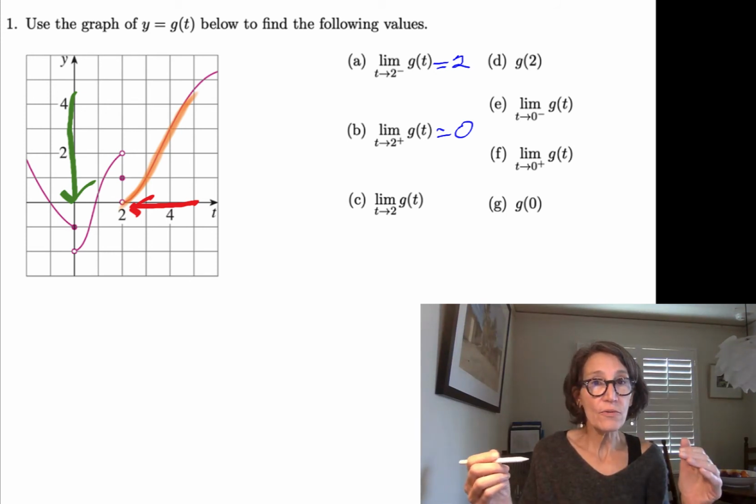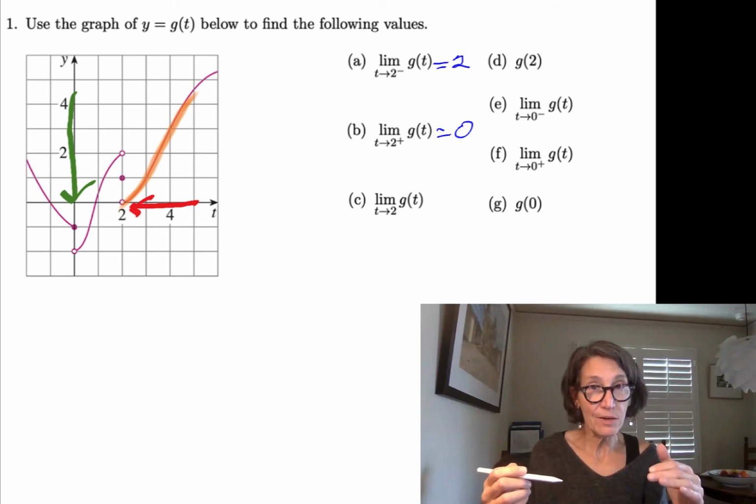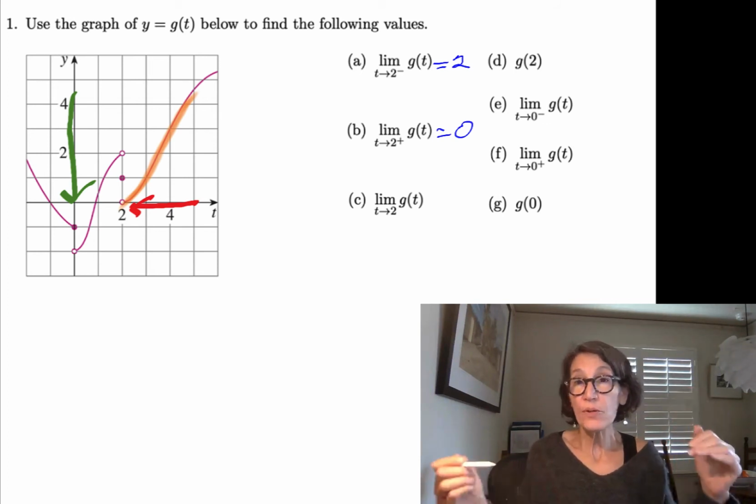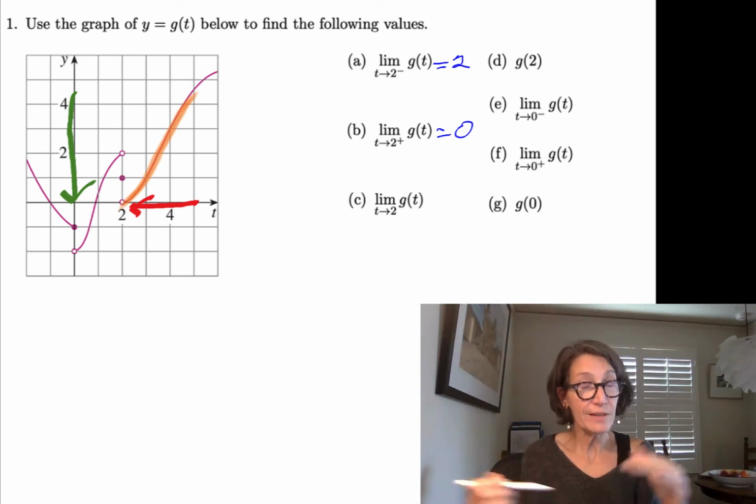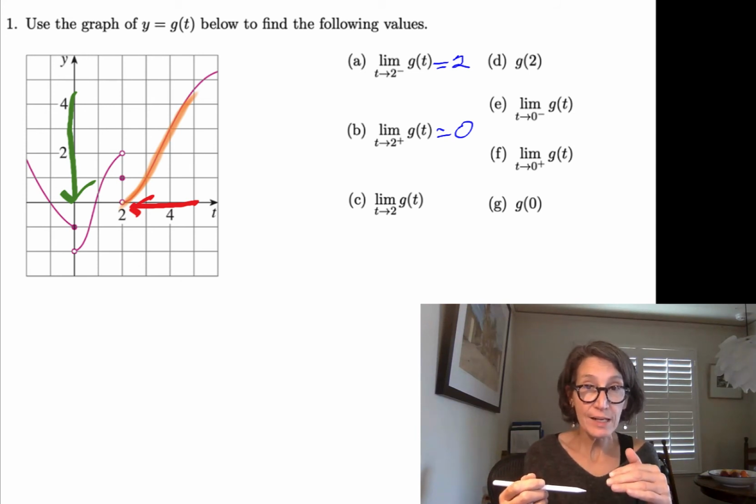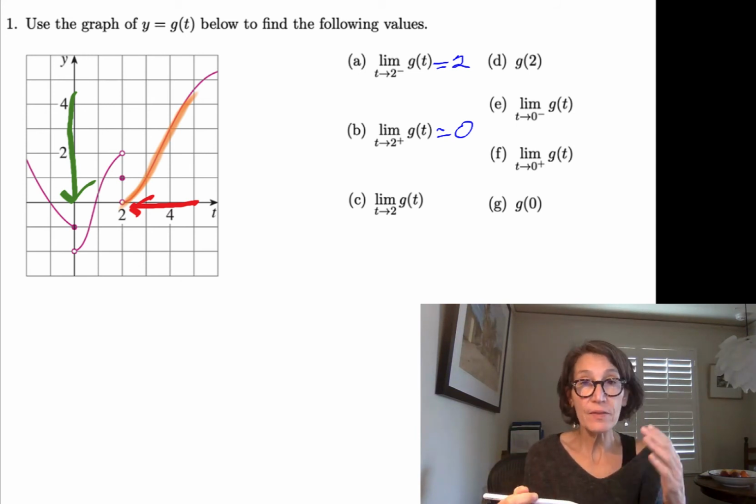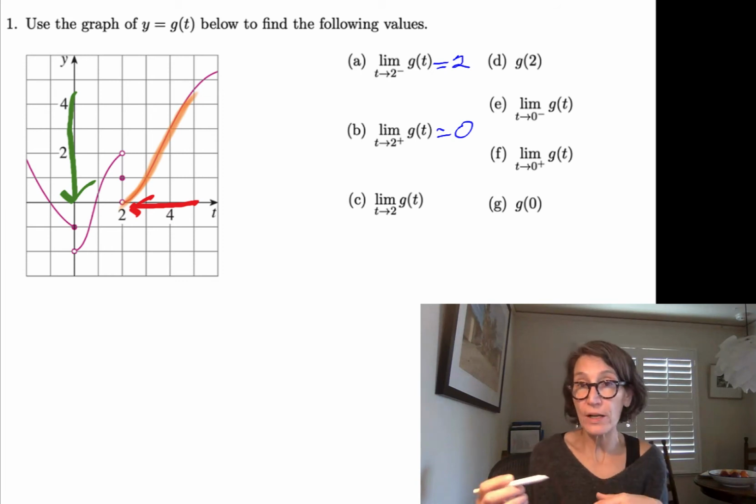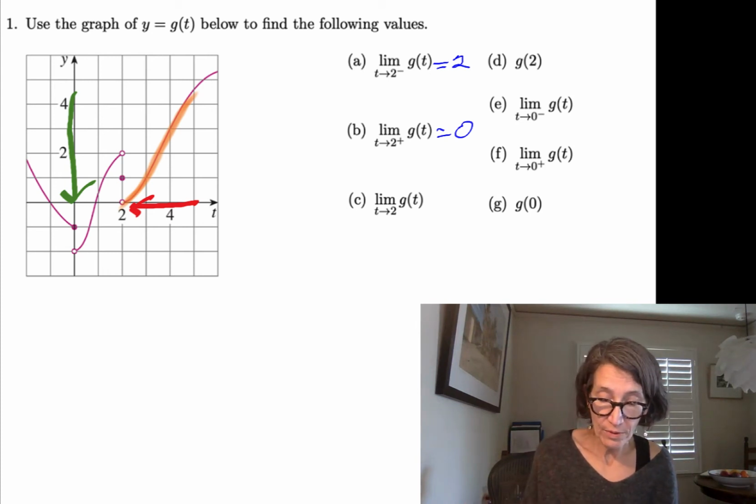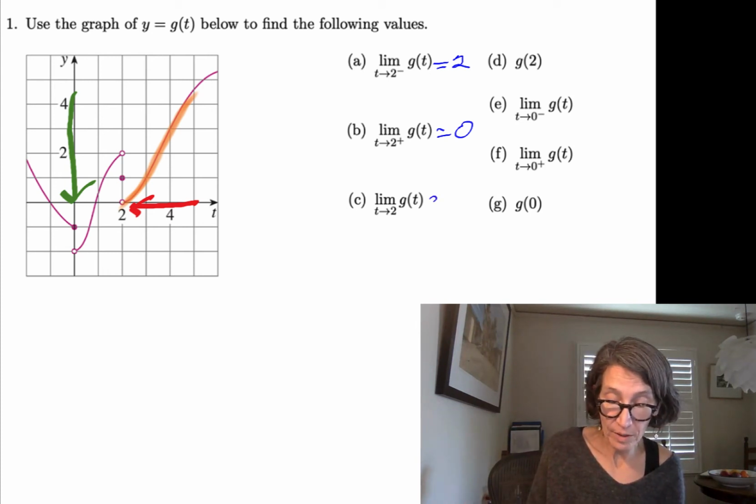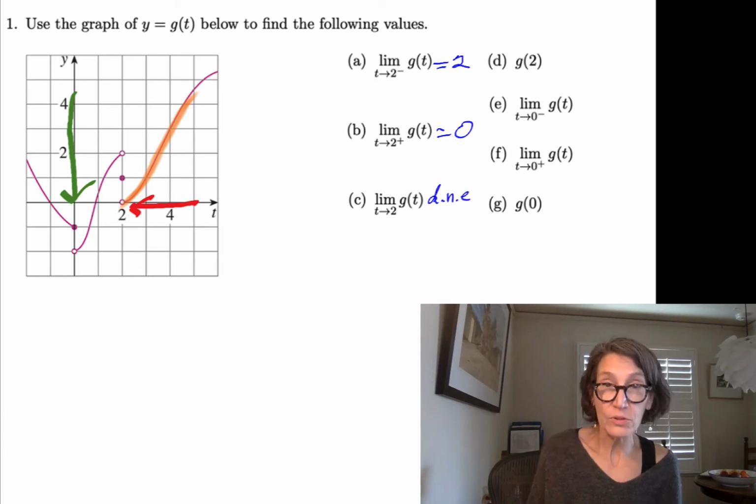Well, in order for that to exist and be a number, both the right-hand limit and the left-hand limit have to exist, and they have to be the same number. They have to agree. And we can see from part A and part B that the left-hand limit is positive 2 and the right-hand limit is 0. So the left and the right limits do not agree. So that means that the two-sided limit, or the limit as t approaches 2, does not exist.